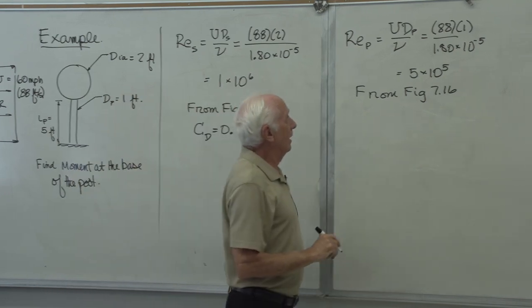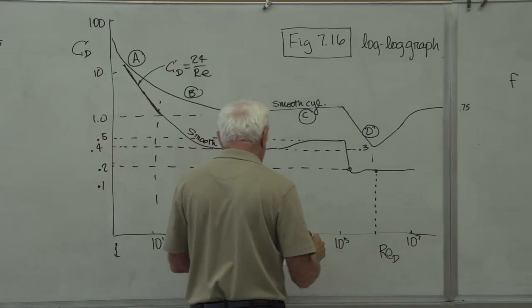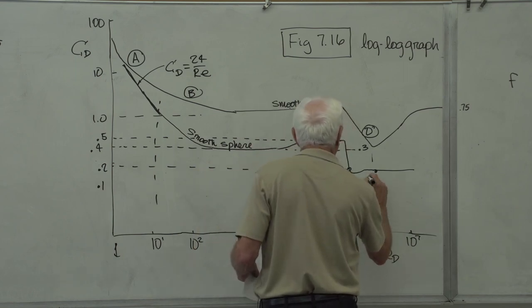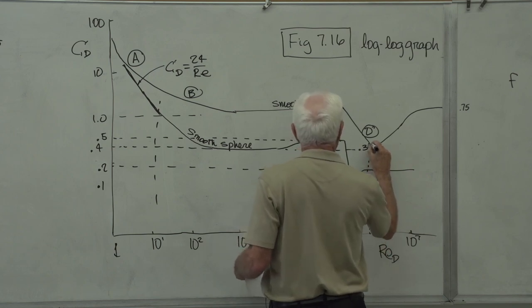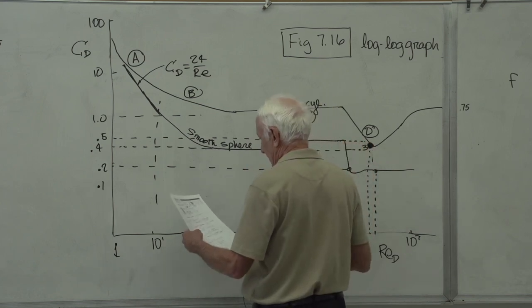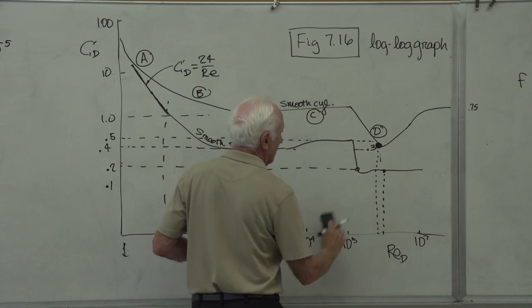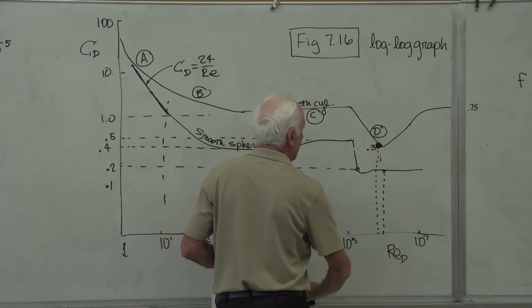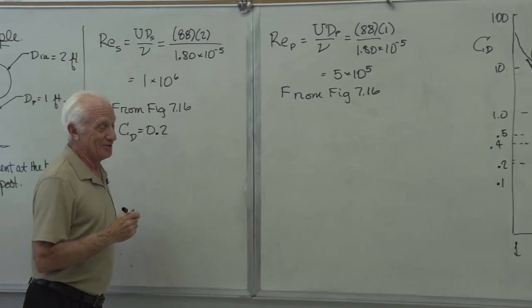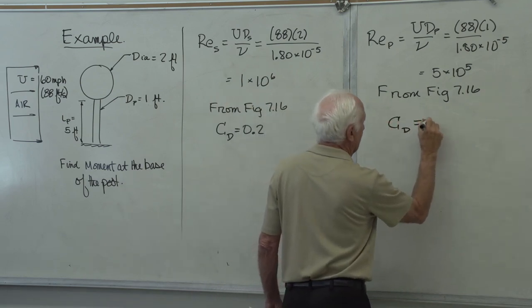Got it. For the post, okay. Post is a cylinder. 5 times 10 to the 5th, okay. Right here, 5 times 10 to the 5th. We go up here. That's the cylinder. That big black dot, we're right there. And if we go across here at that point, we find out it's really 0.3 if I have my drawing drawn correctly. It's at 0.3, so I'm gonna leave it like it is right there. So it's just turned turbulent and dropped down dramatically. C sub D, 0.3.